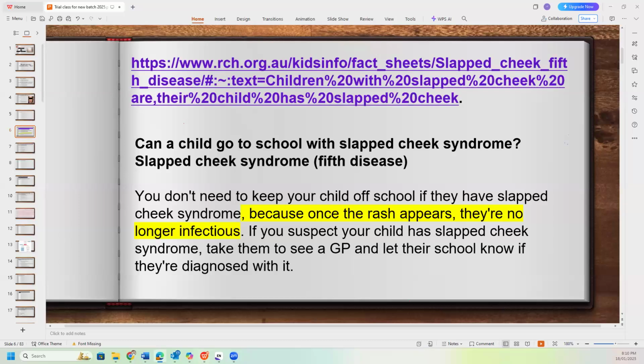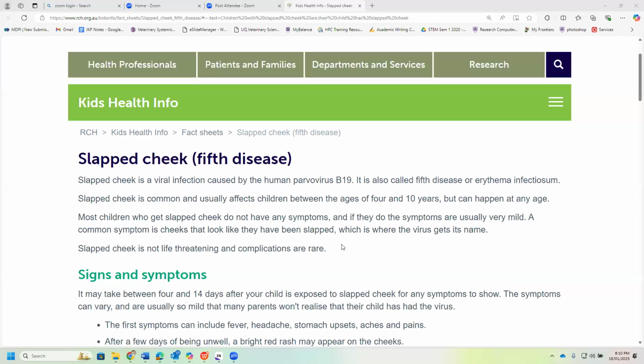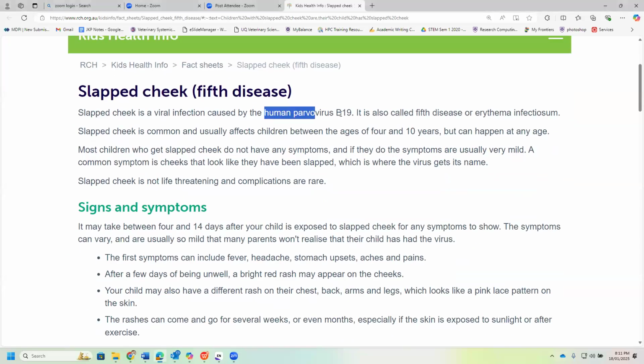Let me just share screen with you guys. All right, so this is RCH. Slap cheek is caused by human parvovirus B19. It has different names as well. Sometimes they will give you the infective agent within the exam question. Sometimes they will say fifth disease, sometimes parvovirus B19, or sometimes erythema infectiosum. So you need to be familiar with all the names they have given to slap cheek syndrome.